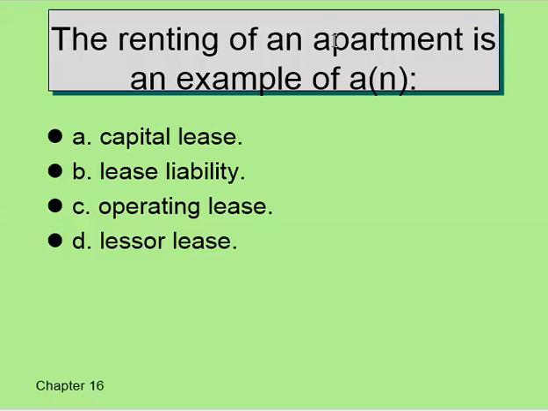Here's a quick question just to see if you can determine the difference. So the renting of an apartment, would that be a capital lease, a lease liability, operating lease, or a lessor lease? And the actual answer is going to be it's an operating lease. Again, we're not taking ownership of that more than likely at the end of the lease term. So we're just renting it for a specific amount of time for a specific payment.